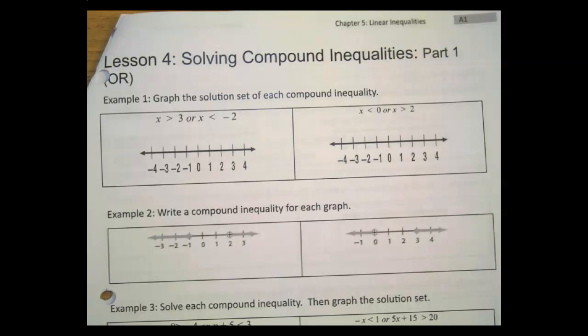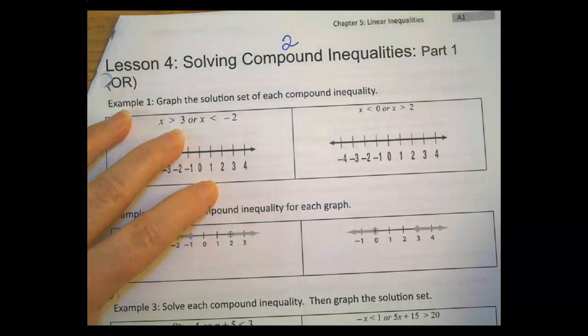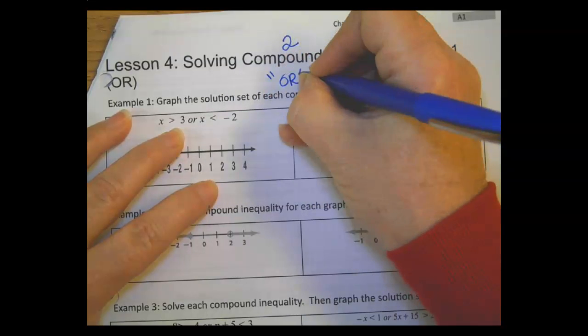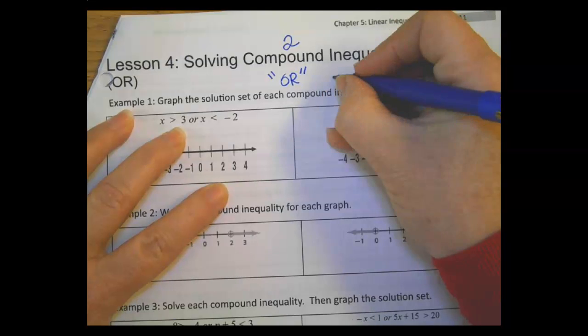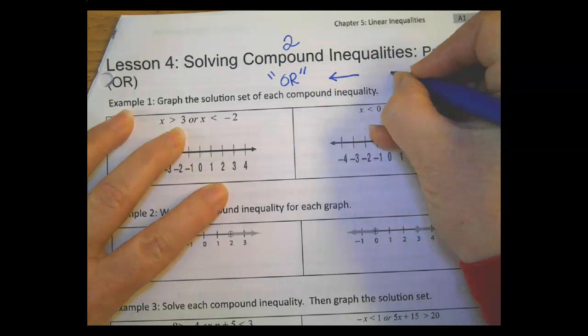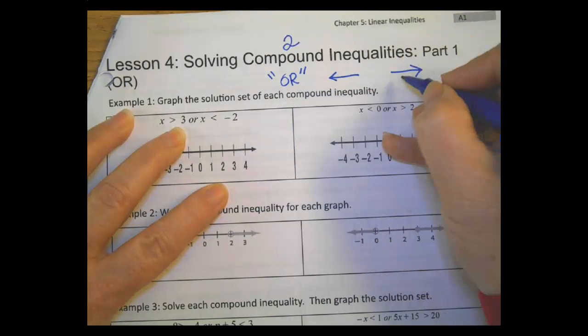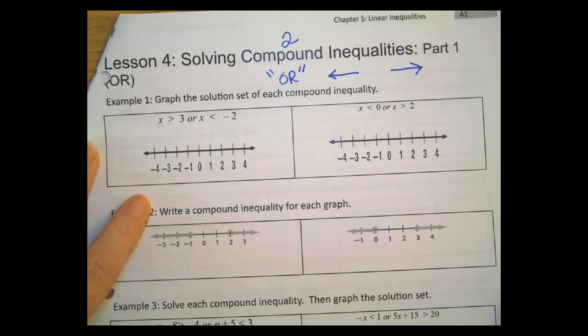So this particular lesson is called a compound. That means two inequalities, and they're separated by this "or." That's the key. So if you have something with an or, your graph looks like this. Okay? So it's either going this way or that way. So let's quickly go through this. This shouldn't take too long.